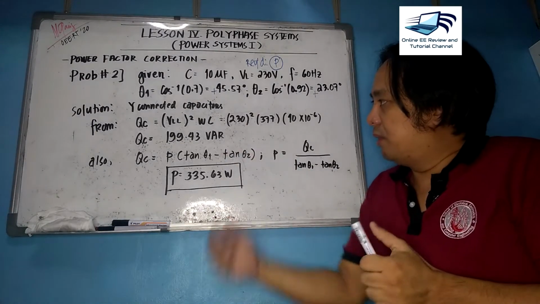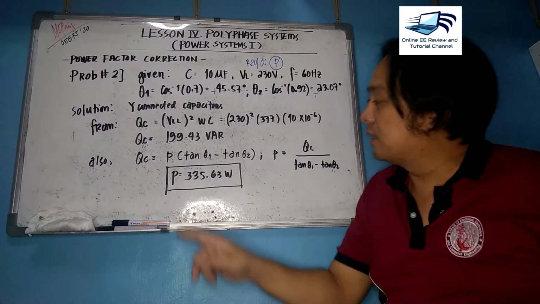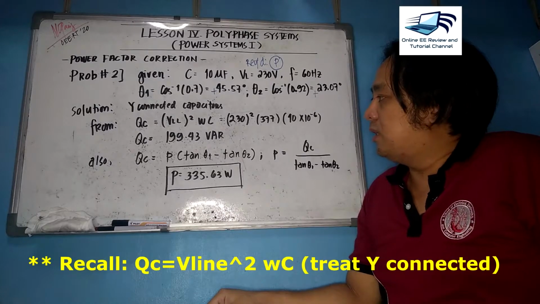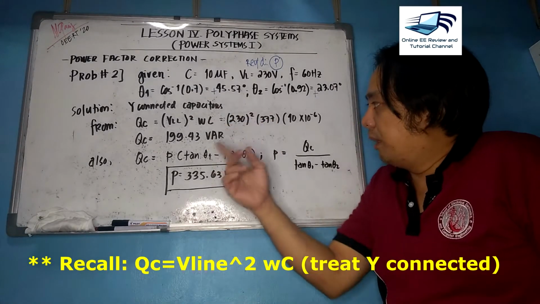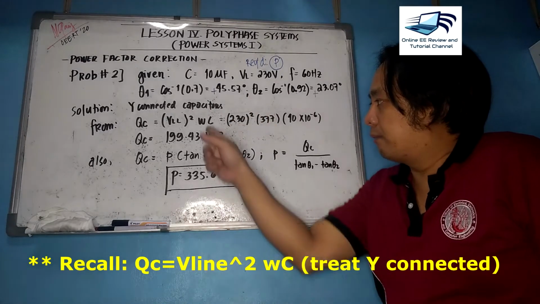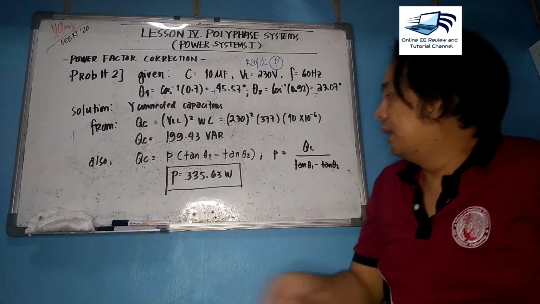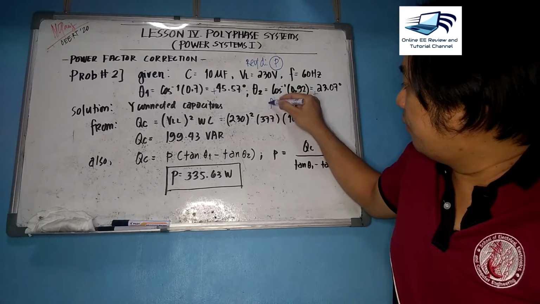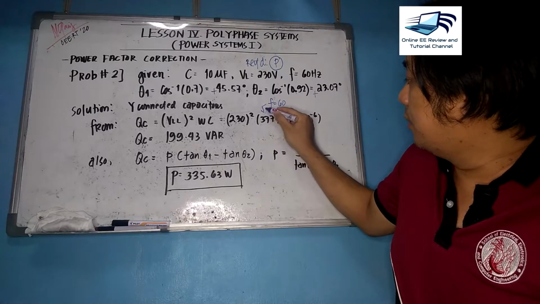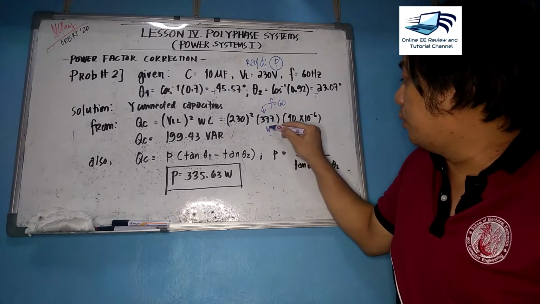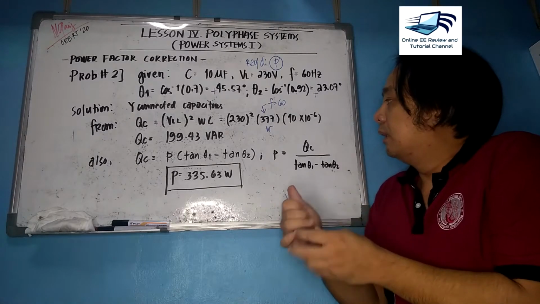Now, from what we have discussed from the basic fundamentals, just recall that QC is equal to VL squared over XC, but XC is 1 over omega C. So omega C will go to the numerator part. So the equation is VLL squared times omega times C. We have a frequency of 60 Hz, or if there is none, you can assume 60, and omega is automatically 2 pi f, or 377 radians per second.